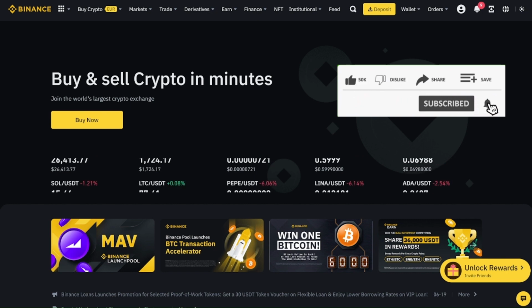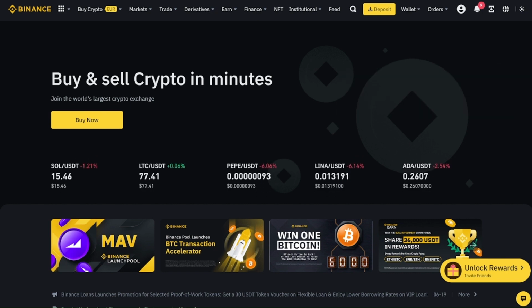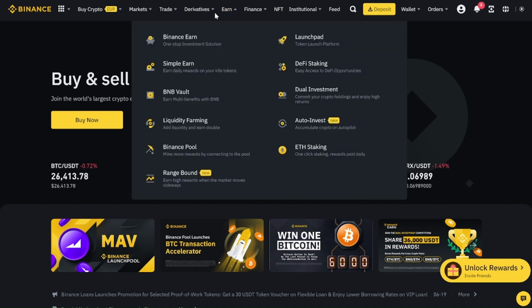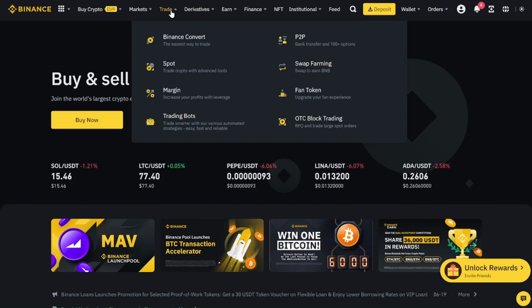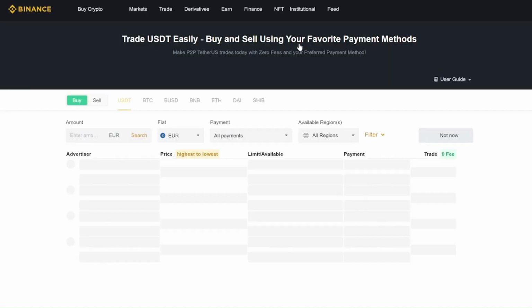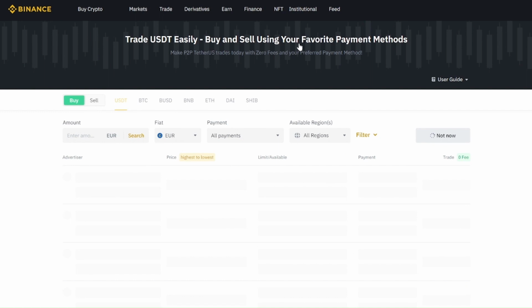And right here on your home screen on Binance, you have to navigate to Binance P2P. So in this video tutorial, I'm going to explain the full details about doing this P2P on Binance. This P2P on Binance applies to all various local currencies, be it in Euro or in India or Pakistan, anywhere in the world.